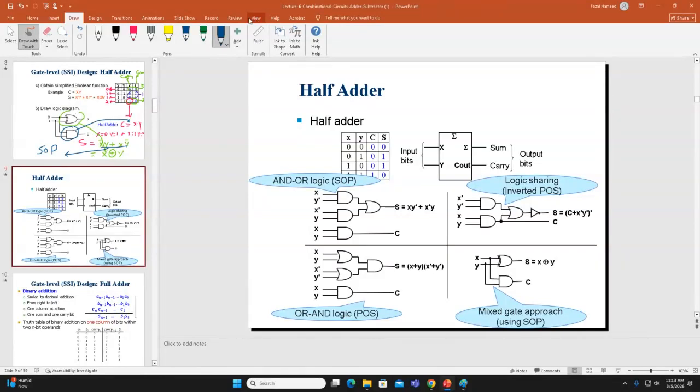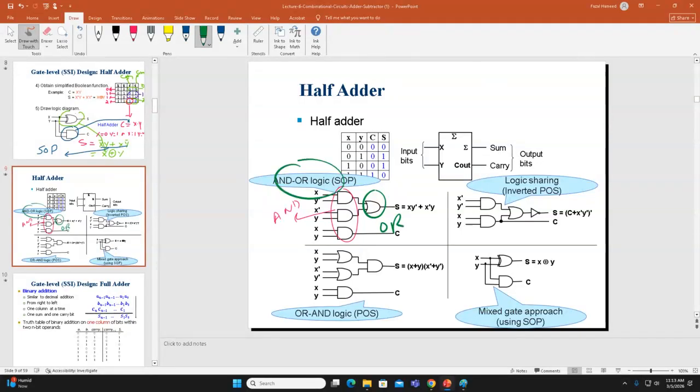So the first level in this SOP implementation. What level is this? Can you see here? Anyone? This is called AND logic. And the second level? Yes, anyone can help me. Second level is OR logic. So this is called AND OR logic.